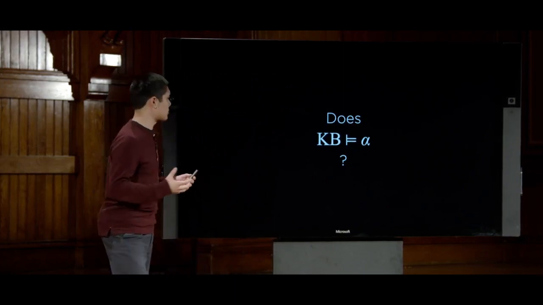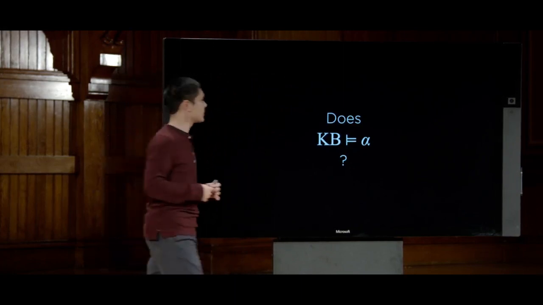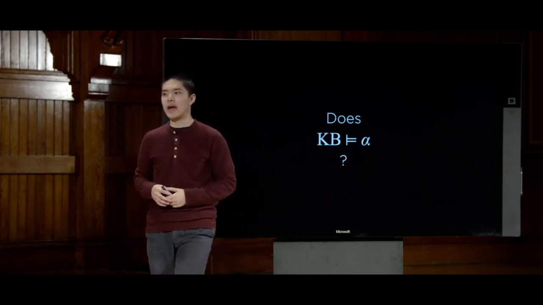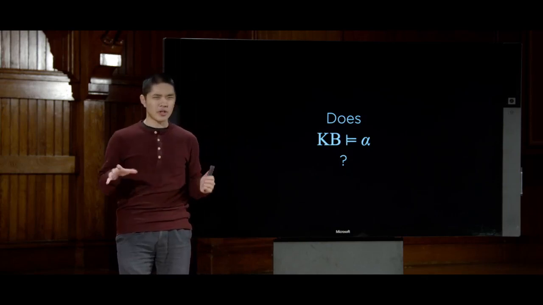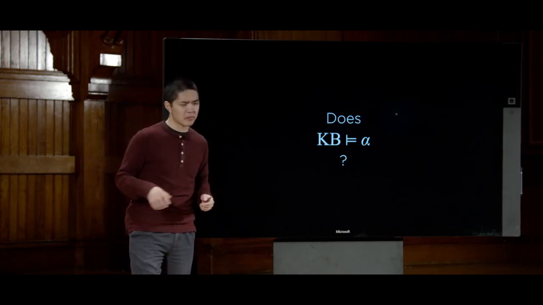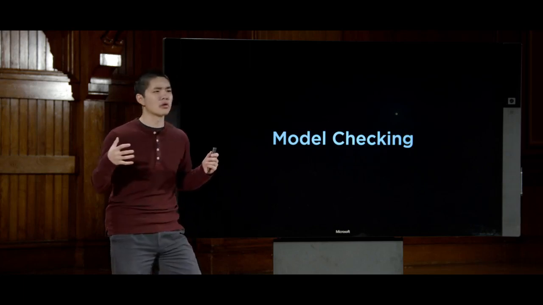So how can we do that? How can we go about writing an algorithm that can look at this knowledge base and figure out whether or not this query alpha is actually true? Well, it turns out there are a couple of different algorithms for doing so. And one of the simplest, perhaps, is known as model checking.